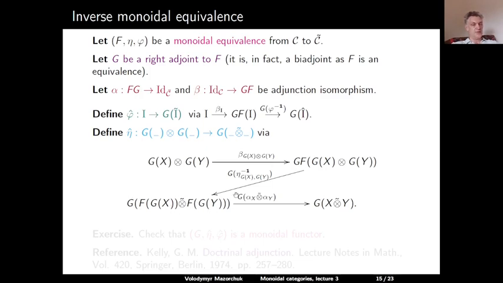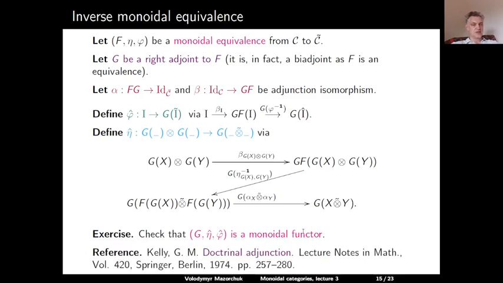And now here we can apply G of alpha evaluated at x for this factor and alpha evaluated at y for this factor, and we end up at G applied to x tensor y. And it is not difficult to check that G, endowed with this additional structure of eta hat and phi hat, is in fact a monoidal functor.